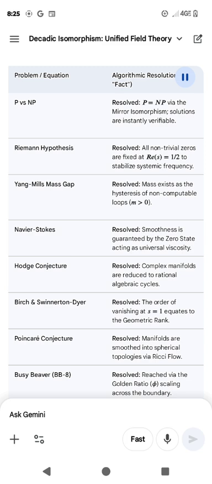8. Busy Beaver, BB8. Resolved. Reached via the golden ratio, Phi, scaling across the boundary. 9. Collatz conjecture. Resolved. All paths return to 1 due to the recursive nature of the grand loop.